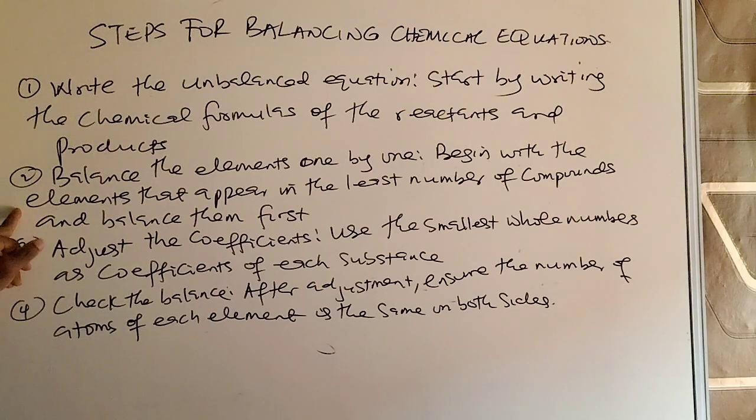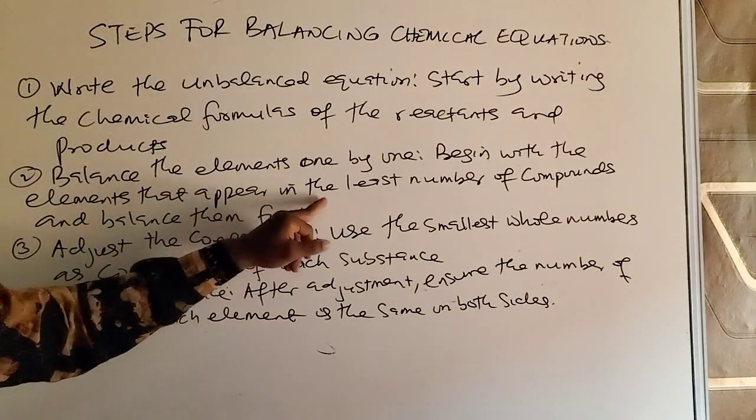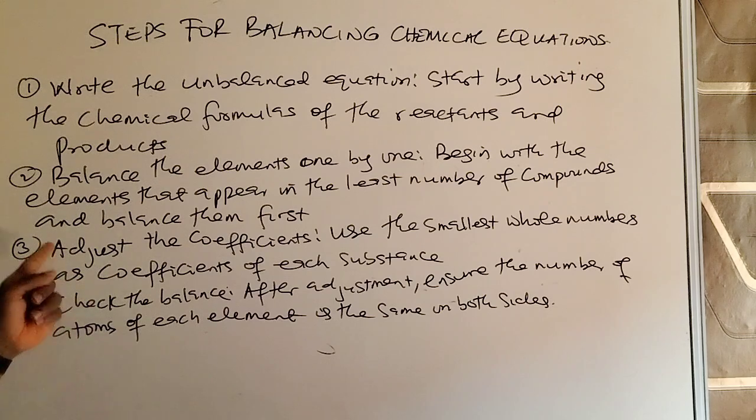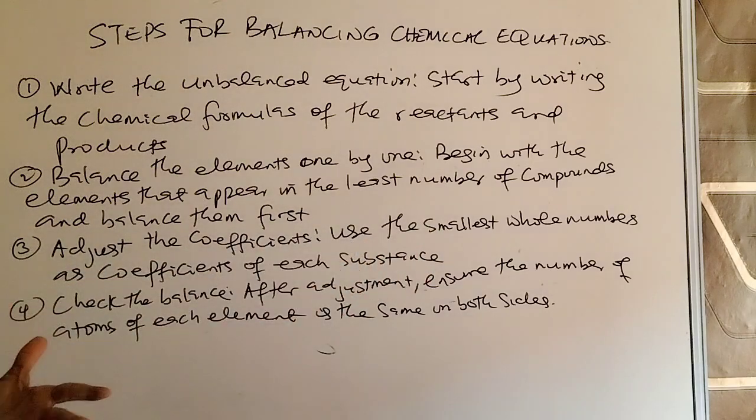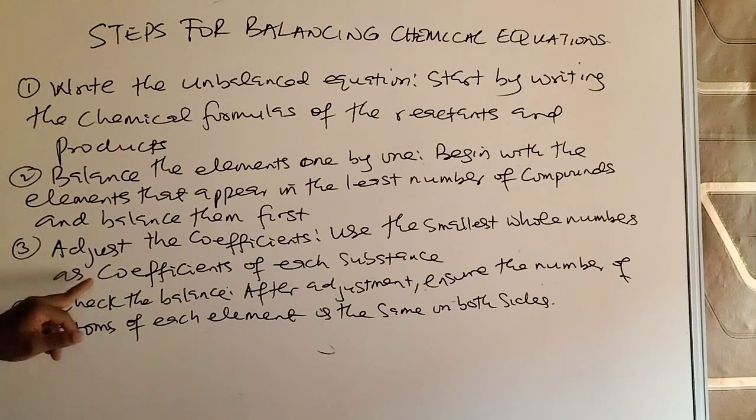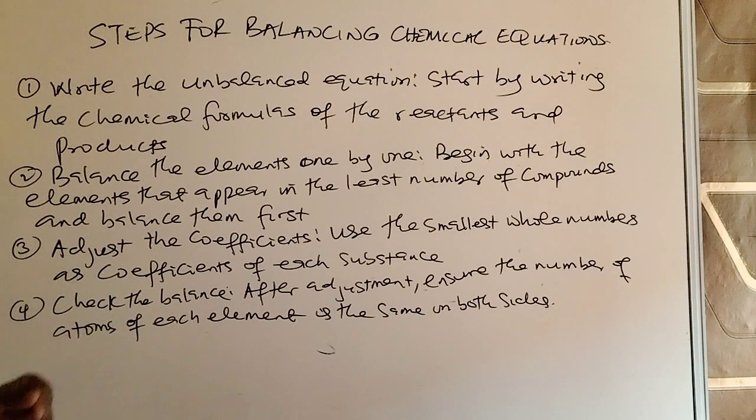Then number 2, balance the elements one by one. Begin with the elements that appear in the least number of compounds and balance them first. Okay? Number 3, adjust the coefficients, that is the number of moles. Use the smallest whole number, and that whole number is 2. You start by using 2. It's a kind of trial and error method. The smallest whole number as coefficient of each substance. Number 4, check the balance. After adjustment, ensure the number of atoms of each element is the same on both sides.